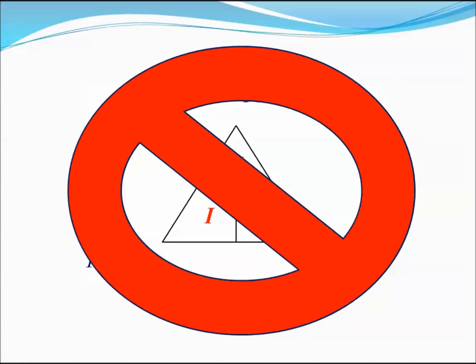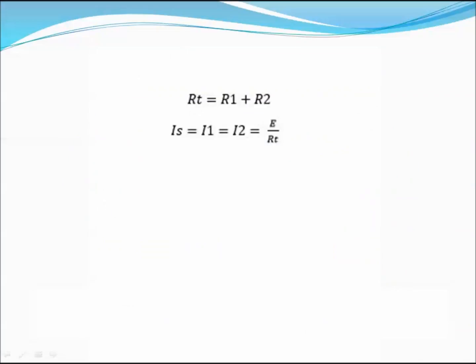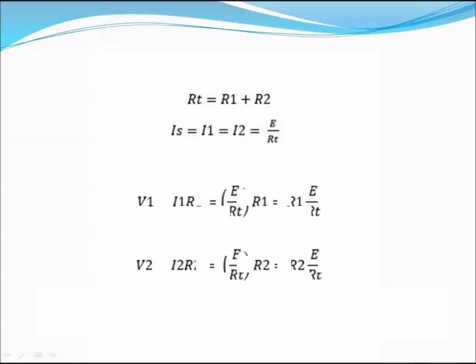However, this can be calculated by the voltage divider rule, which permits the determination of the voltage across a series resistor without finding the current of the circuit. First, we will determine the rule. Using total resistance and the fact that the currents are equal, we find that V1 and V2 equal this.